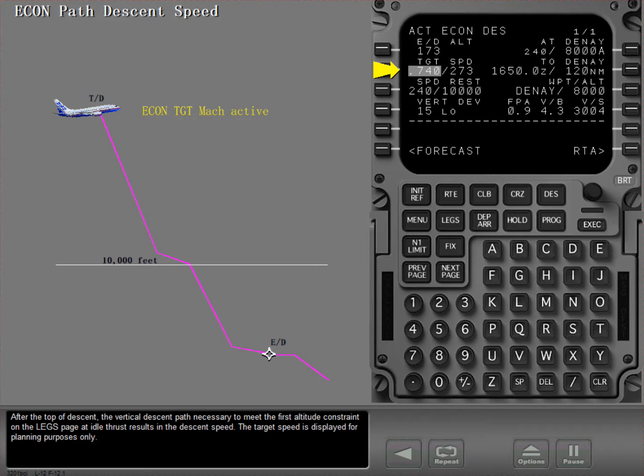After the top of descent, the vertical descent path necessary to meet the first altitude constraint on the legs page at idle thrust results in the descent speed. The target speed is displayed for planning purposes only.